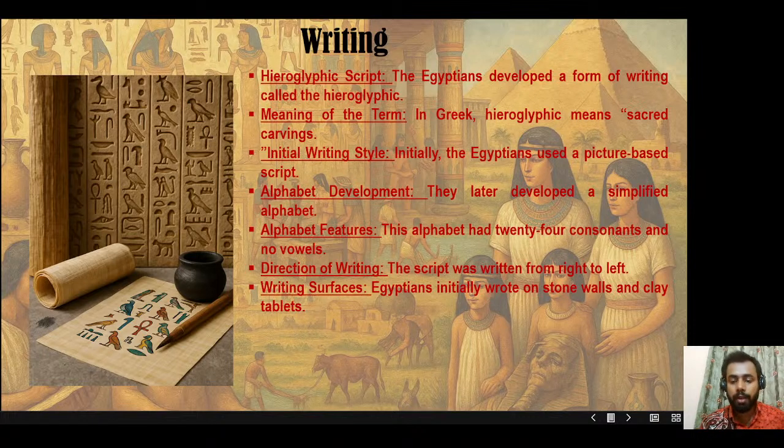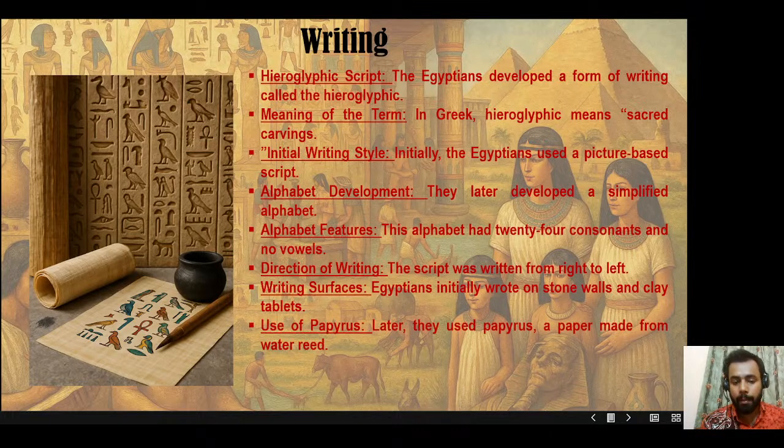I think many of you have seen slates. Imagine a slate made out of clay. When the clay is wet, a person writes something, and when the clay dries up, the writings become permanent. So writing surfaces were mainly stone walls and clay tablets.